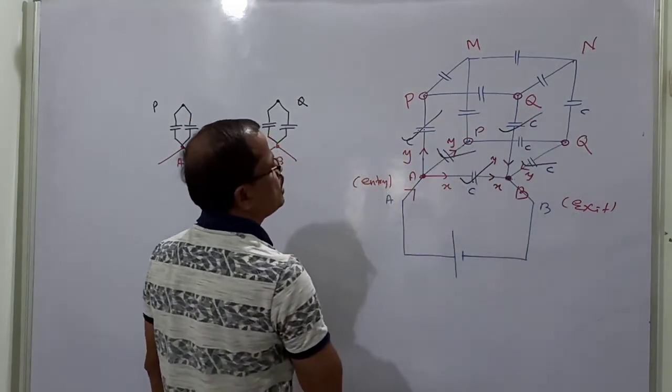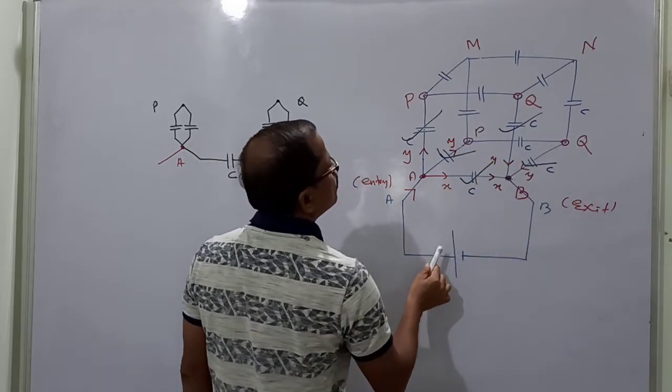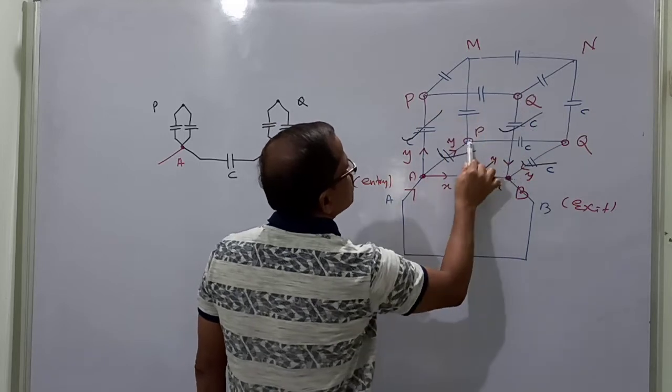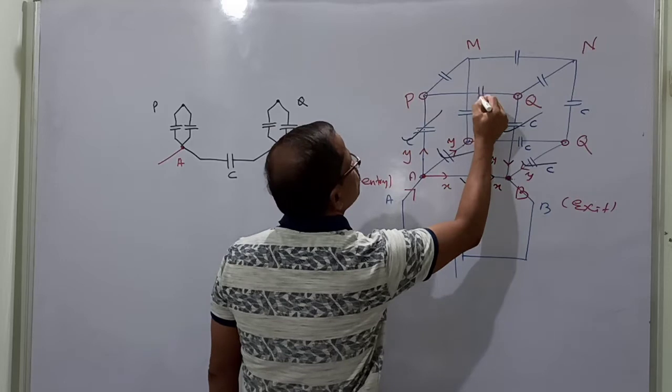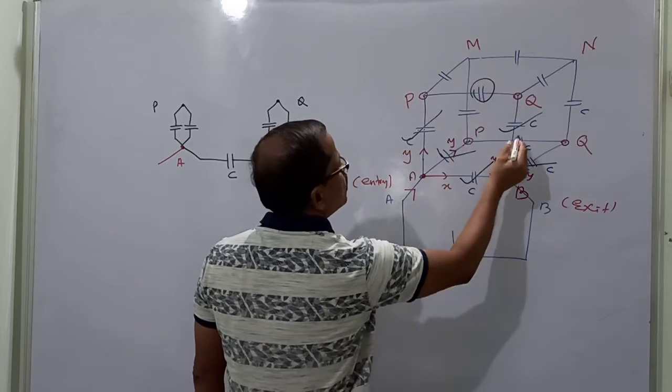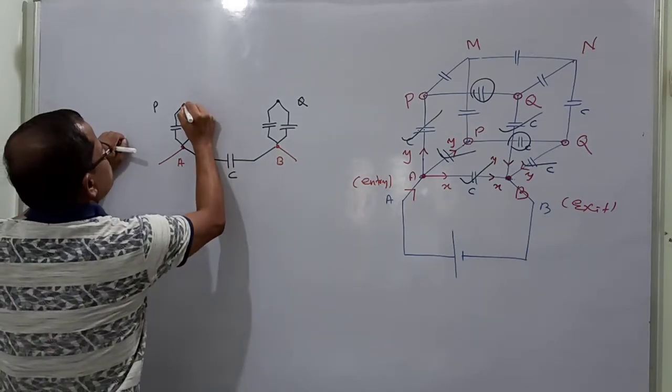Then the next capacitors are from P to Q. Another is from P to Q. This capacitor is from P to Q, this one is from P to Q, and this is also from P to Q. Write down, from P to Q.